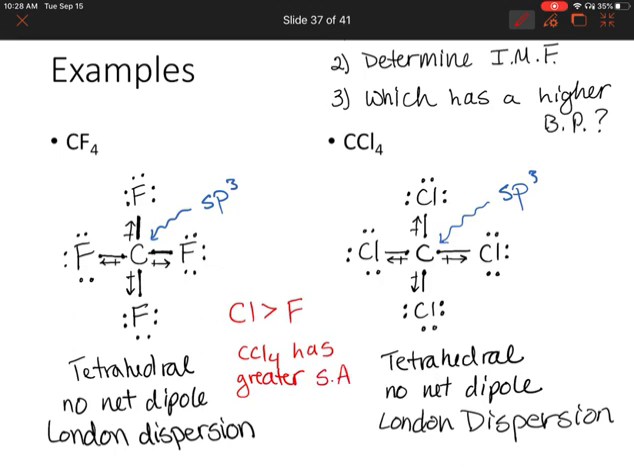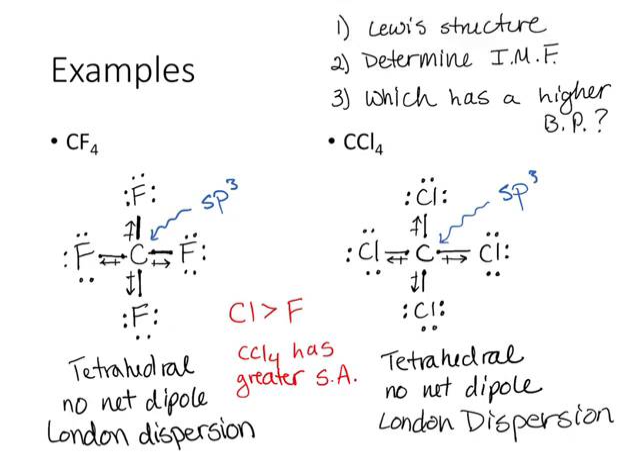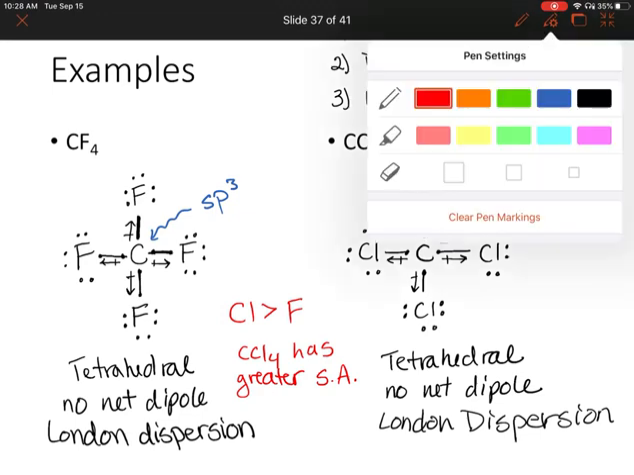I'm just going to abbreviate surface area as SA, but feel free to write out the full words if you can't remember that. I'm terrible at abbreviations and acronyms, so I totally understand writing things out. Now let's figure out which molecule has the greater boiling point. CCl4, because it has a greater surface area.